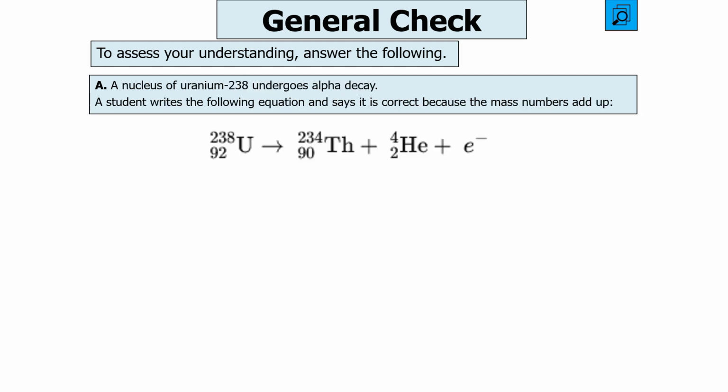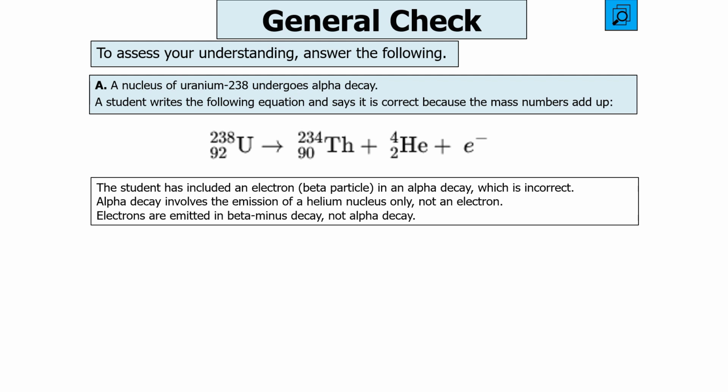The next question says, a nucleus of uranium-238 undergoes alpha decay. A student writes the following equation and says it's correct because the mass numbers add up. Evaluate this statement. So pause the video now, then unpause the video when you want to go through your answer. So the student has included an electron, a beta particle, in the alpha decay. That's incorrect. Alpha decay involves the emission of a helium nucleus only. There are no electrons, so electrons are only emitted in a beta minus decay, not an alpha decay.